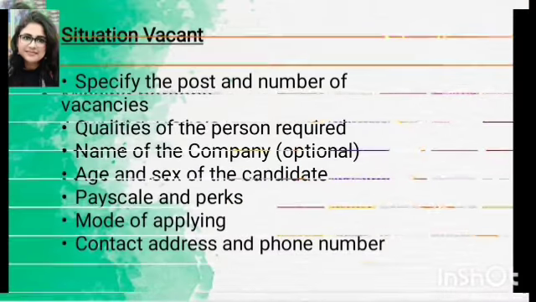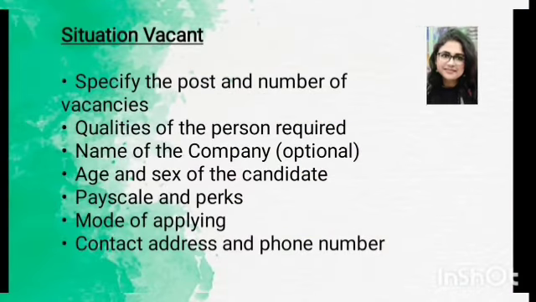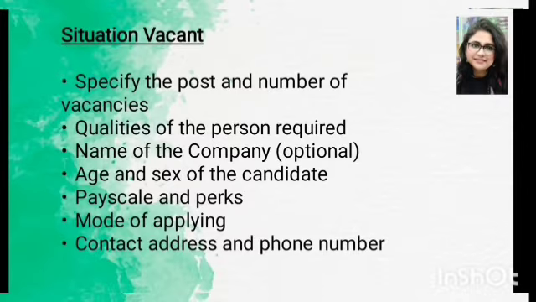So let us go to the first one, which is called situation vacant. Now, situation vacant specifies the post and the number of vacancies, qualities of the person required, name of the company, which is an optional part as I have written. Next it is age and sex of the candidate, pay scale and perks, mode of applying, then contact address and phone number.